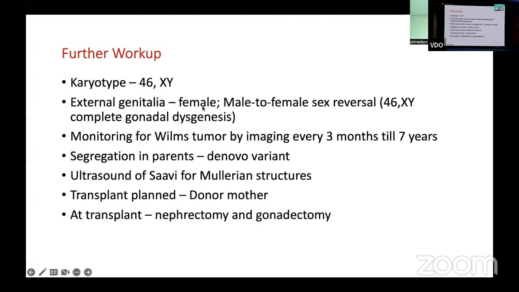And we know that in this, we also have to monitor for Wilms tumor because they have a high chance of developing Wilms tumor and gonadoblastoma. So now just this information changed the entire protocol of management of this child. The mother was to be the donor.